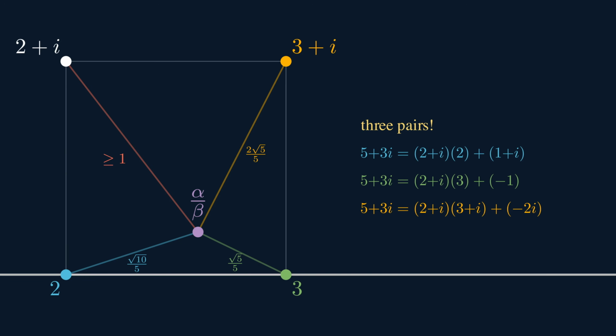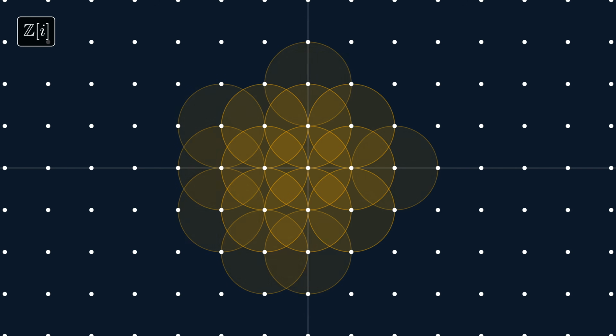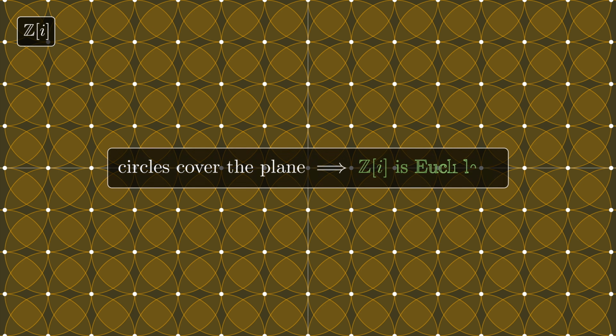And here's the big picture. The existence of a remainder small enough is equivalent to alpha over beta being within 1 unit of any lattice point. But that's equivalent to being able to cover this plane by circles of radius 1 centered at every lattice point. And so let's draw a circle of radius 1 around every lattice point and observe that they overlap, covering the entire plane. There are no gaps. And that's the geometric global version of the division algorithm on Z[i].